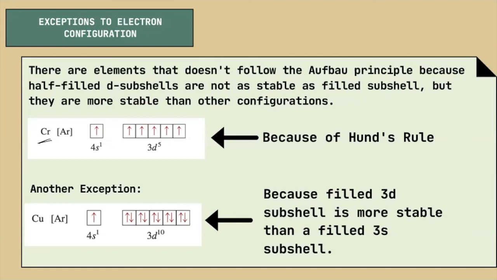Another exception would be the copper element as well, because a filled 3d subshell is more stable than a filled 4s subshell. As you can see here, it didn't fill in the 4s subshell first, but it filled in the 3d subshell because what the atoms want is stability. So it will always prefer a more stable configuration.